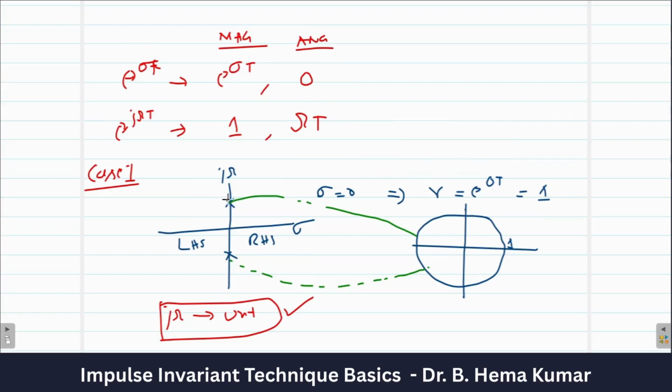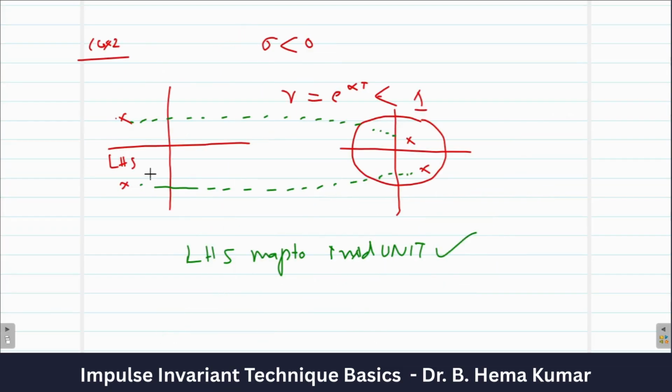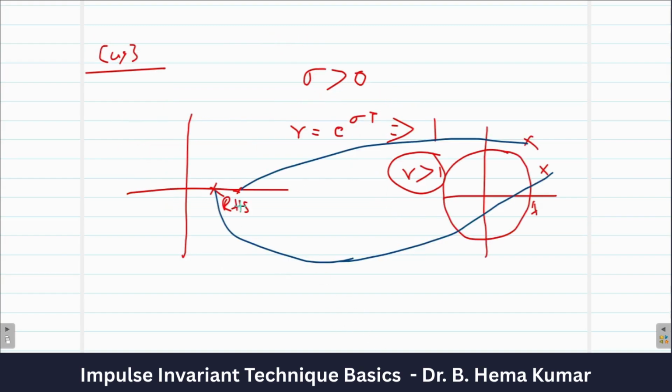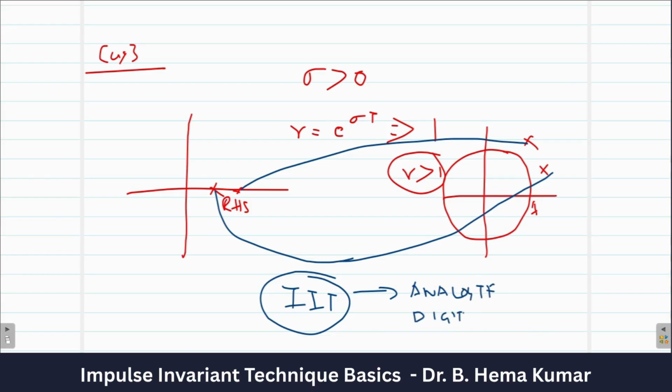First condition, the j omega axis maps onto the unit circle. Left hand side of the S plane maps onto the inside of the unit circle, and right hand side poles map onto the outside of the unit circle. Since all these three conditions are matched, this impulse invariant transformation is an effective transformation. So we can use this IIT technique to convert our given analog transfer function into a digital transfer function.